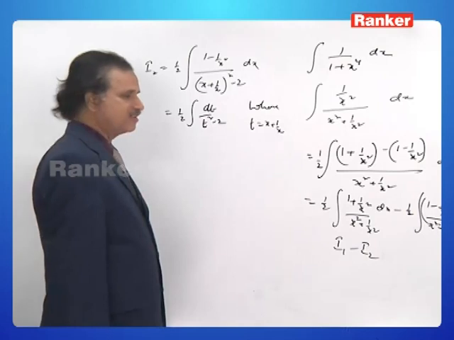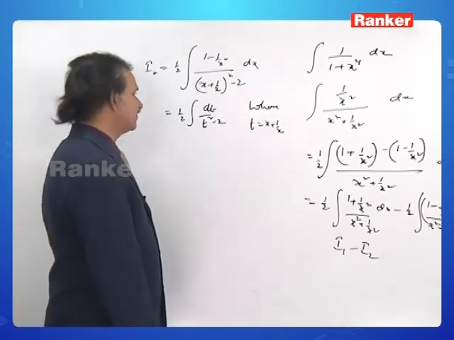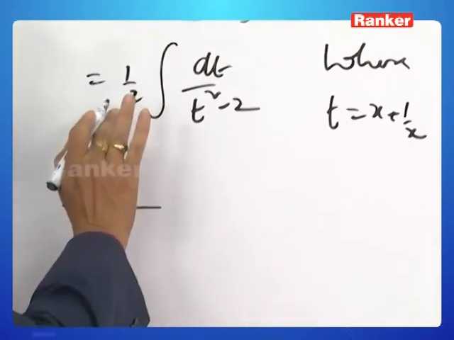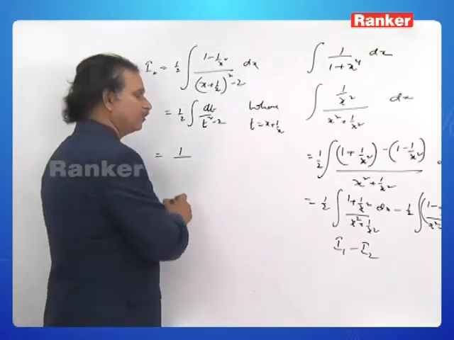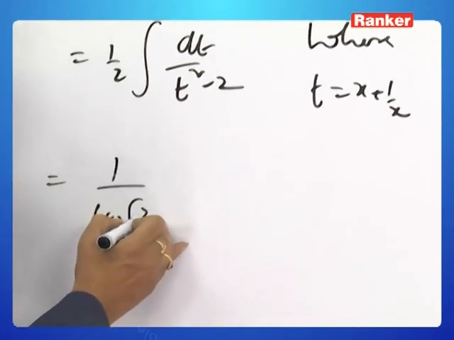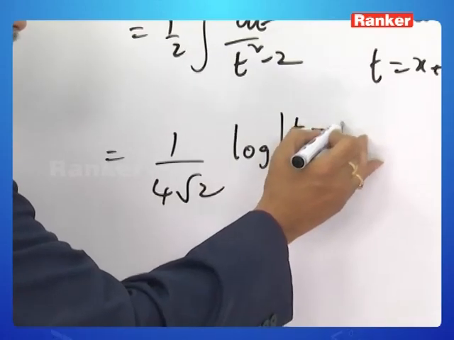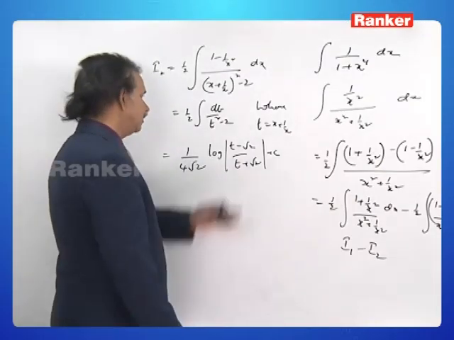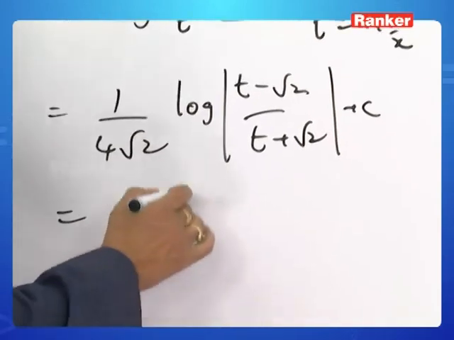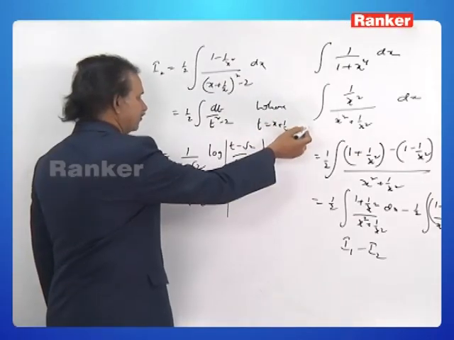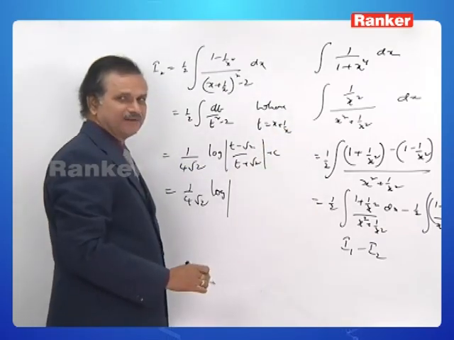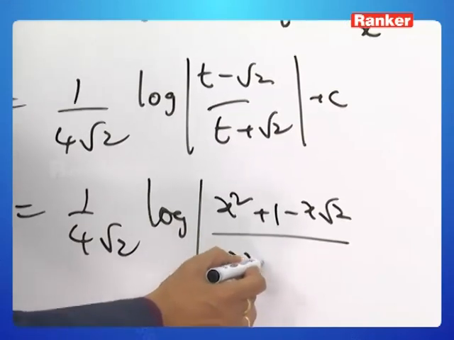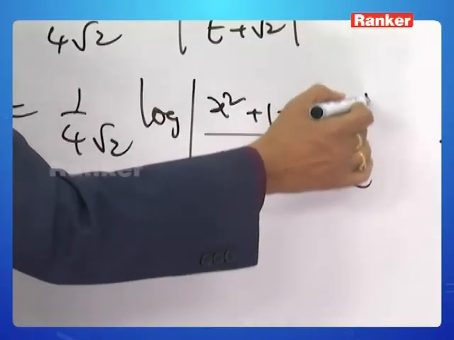Come on friends, it is in the shape of 1 by x square minus a square, and in the place of a square we have 2, that is in the place of a we have root 2. 1 by 2 is here, 1 by 2a is going to come, so it is 2 root 2 into 2 is 4 root 2, 1 by 4 root 2 log mod t minus root 2 by t plus root 2 plus c. What is t? x plus 1 by x, 1 by 4 root 2 into log mod x plus 1 by x minus root 2 by x plus 1 by x plus root 2. Let me multiply with x, then what happens? x square plus 1 minus x root 2 by x square plus 1 plus x root 2 plus c.